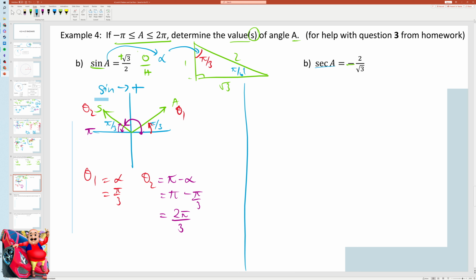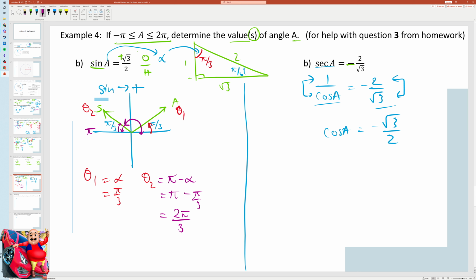Okay, so we have secant A is equal to this. Well, we can't really work with secant. We've got to swap things out here. So that's 1 over cosine of A is equal to negative 2 over root 3. But we should not work with 1 over cosine. Let's reciprocate both sides. If you have a single fraction on each side, you're allowed to take the reciprocal of both sides. Here we go. So that becomes cosine of A is equal to negative root 3 over 2.